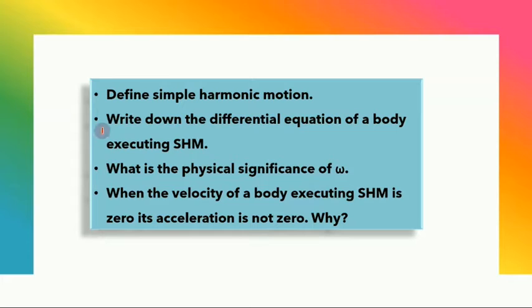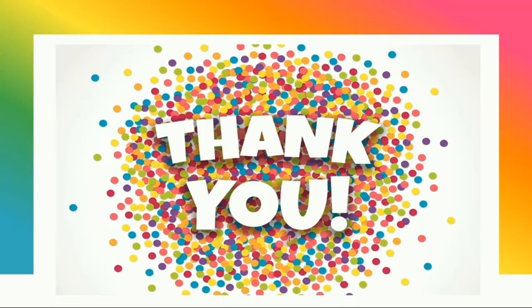Now we will discuss some of the questions. Question number 1, define simple harmonic motion. Question number 2, write down the differential equation of a body executing simple harmonic motion. Question number 3, what is the physical significance of omega? And question number 4, when the velocity of a body executing simple harmonic motion is 0, its acceleration is not 0. Why? That's the end of the topic.